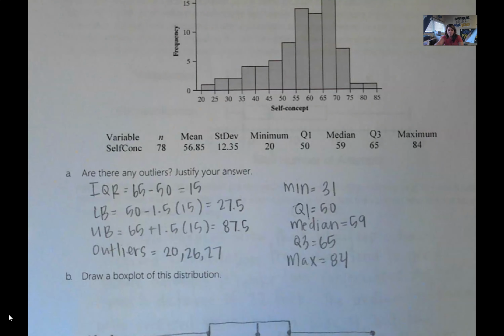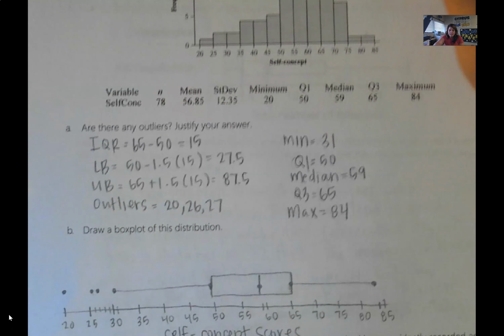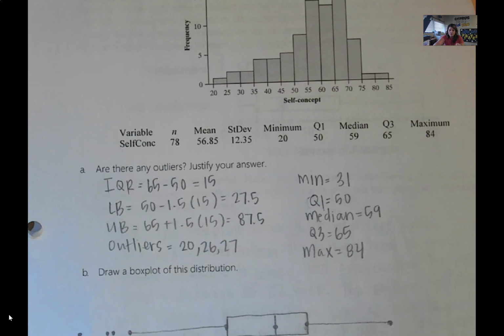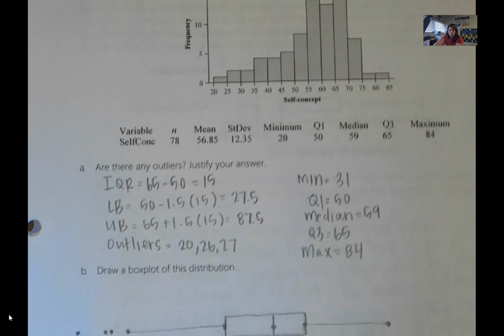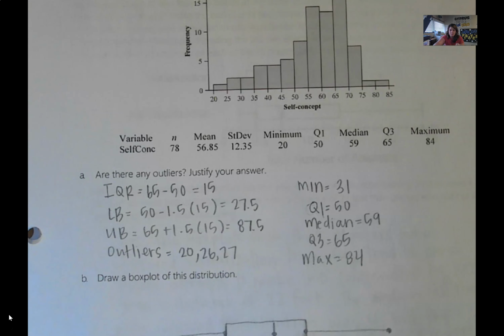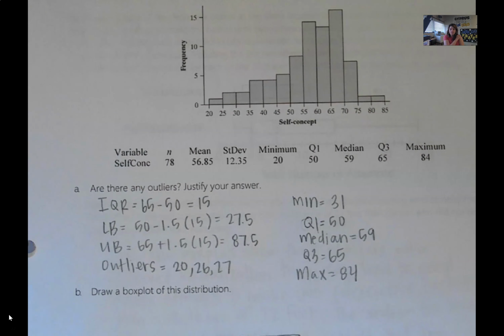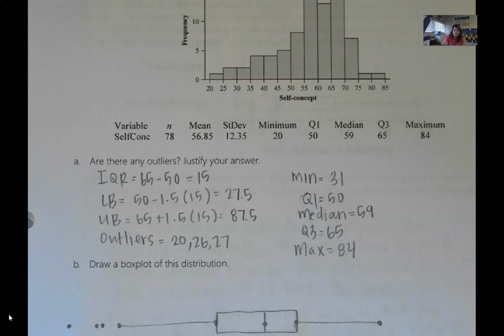Okay, number 2. We get a group of 78 third grade students in a Midwestern elementary school. They took a self-concept test that measured how well they feel about themselves. Higher scores indicate more positive self-concepts, and the lowest self-concept scores were 20, 26, 27, 31, and 32. They give us summary statistics and a histogram. Are there any outliers? Justify your answer.